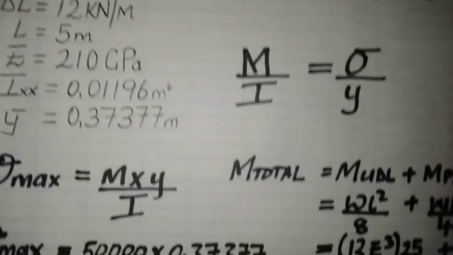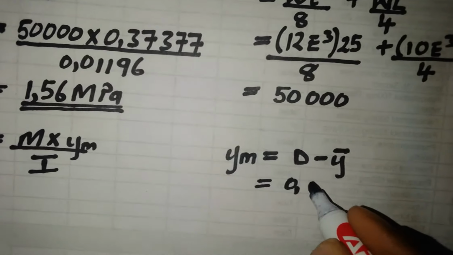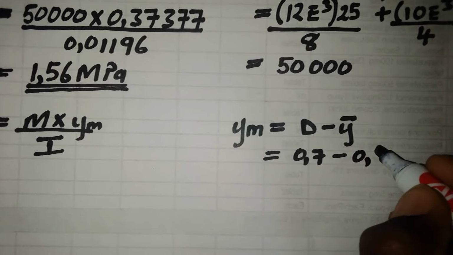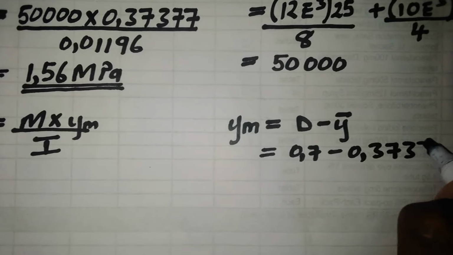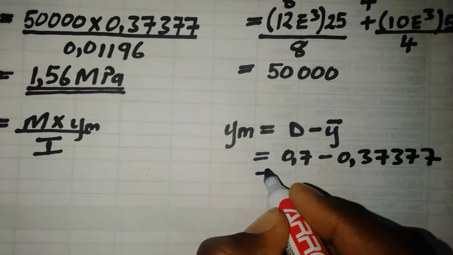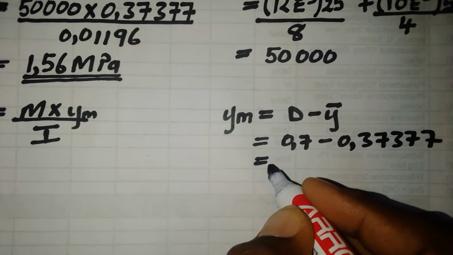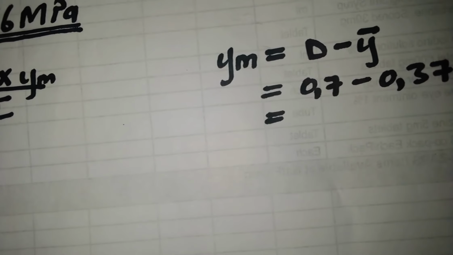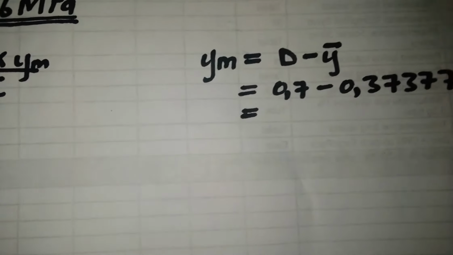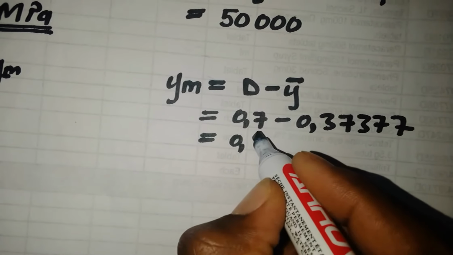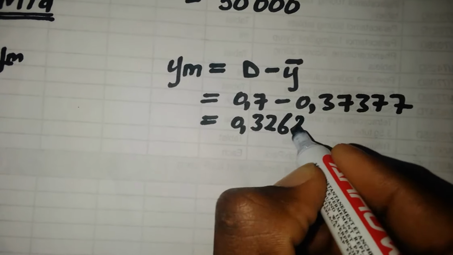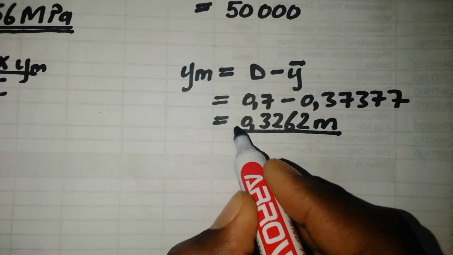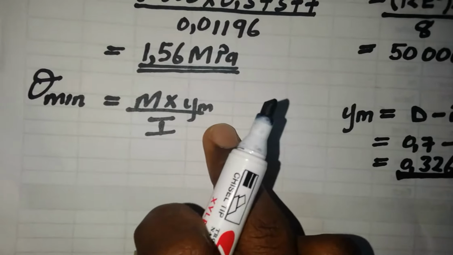So let's do this. d is 0.7 meters, and we're going to subtract Y bar, which is 0.37377. If we punch these figures in a calculator, what do we get? We get something like 0.3262 meters. So this is the Y we're going to use in this equation now.